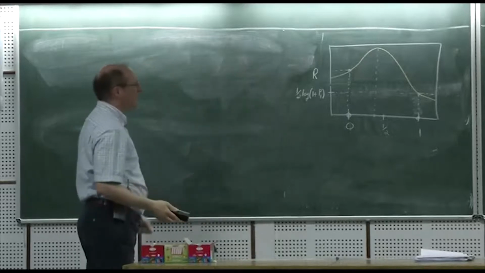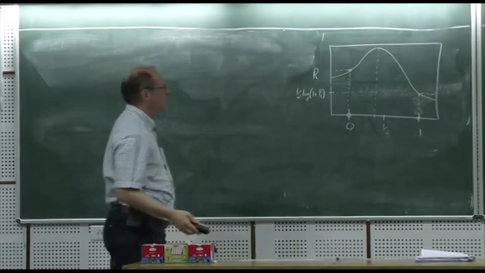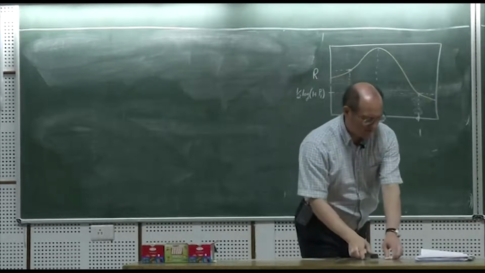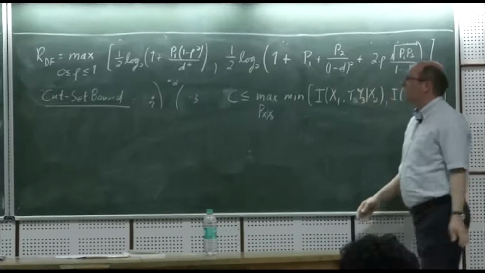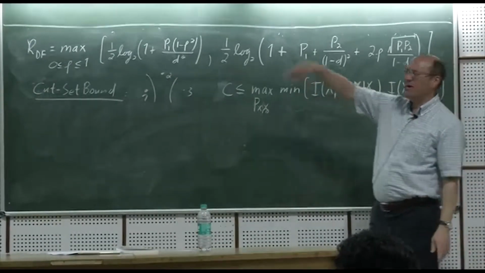Oh, well, it's time for a break anyway. I just see we're already at 4. So let me prove this cut set bound afterwards, and then we'll see what changes in the cut set bound, and then we'll plot it, right?